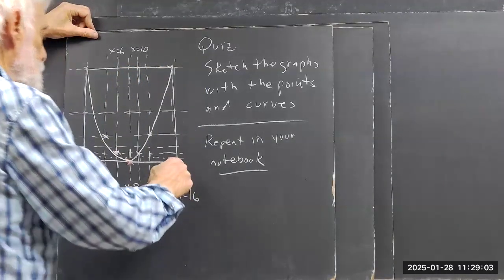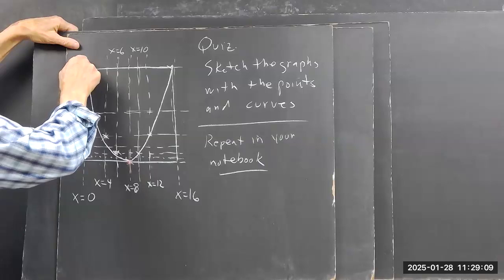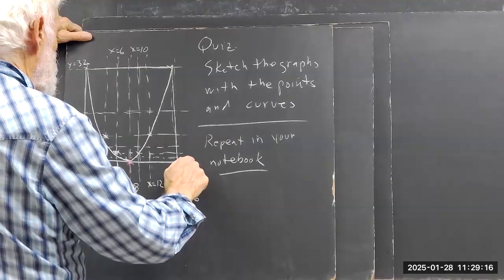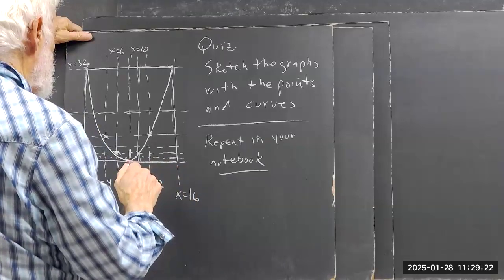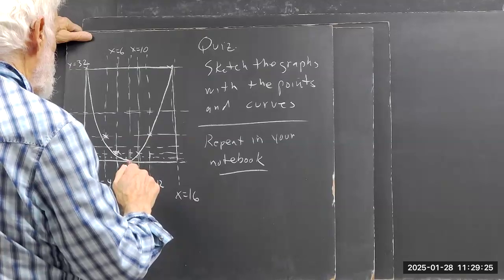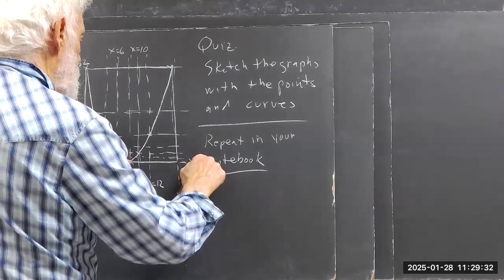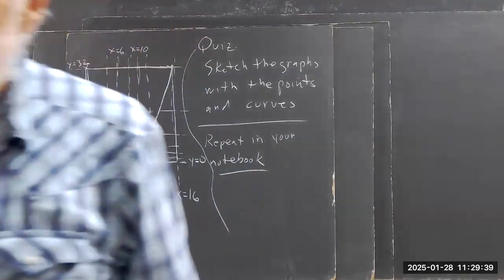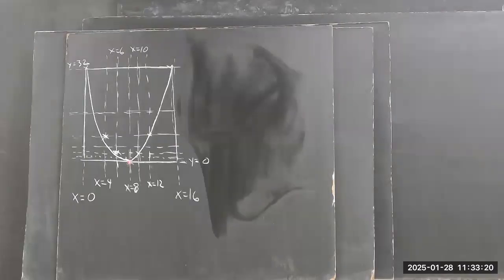I'm going to make y here equals 32 and y down here equals... There's 32 and there's 0, so what are the rest of your numbers? Okay, now it's reasoning.